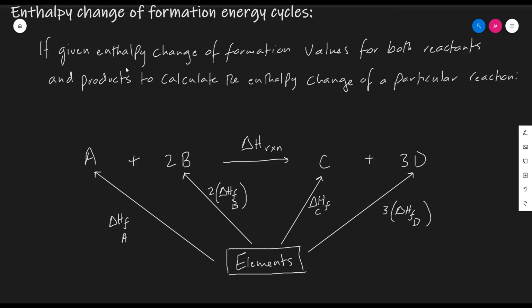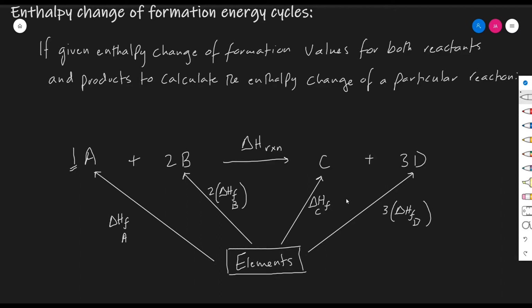Thus here, if given the enthalpy change of formation values for both reactants and products, to calculate the enthalpy change of a particular reaction, this is the type of cycle we would construct. The definition of enthalpy change of formation is when 1 mole of a substance, as here A, is formed from its elements. Thus, the arrows in this example would be pointing upwards from the intermediate towards the reactants and products.